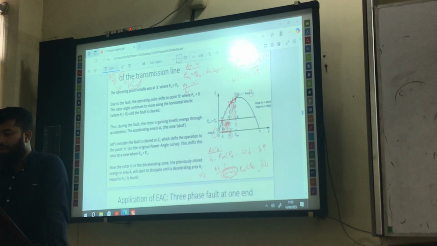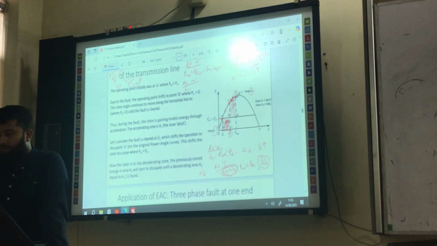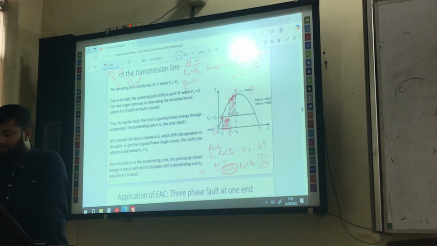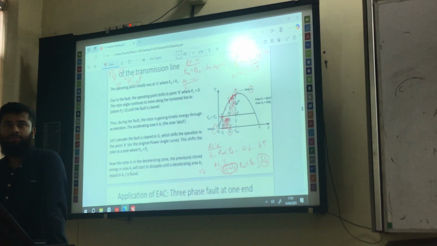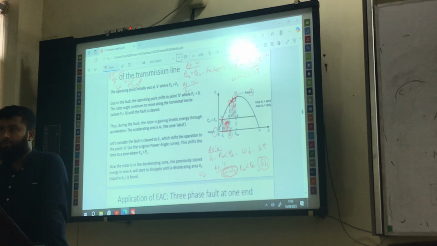And after this F, we will not need to move forward, rather we will move backward, because after this point F, delta actually starts to decrease again. So it will come down. So this is our accelerating area A1, that is ABCD, and this is the decelerating area GEF, and both should be equal. Have you understood this concept? Any question?